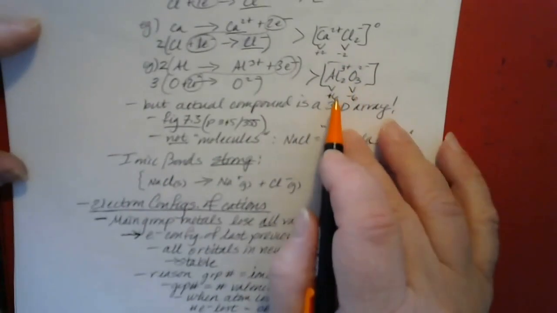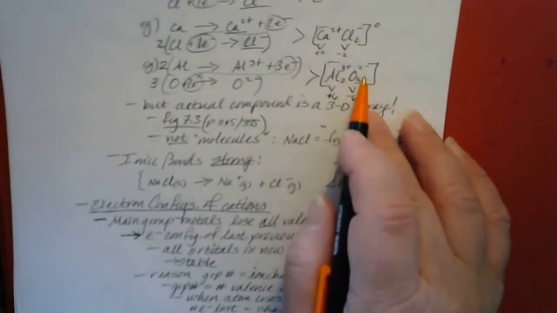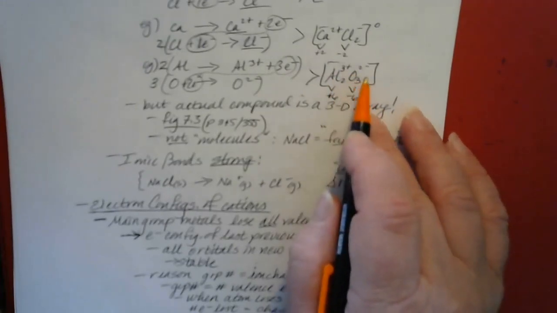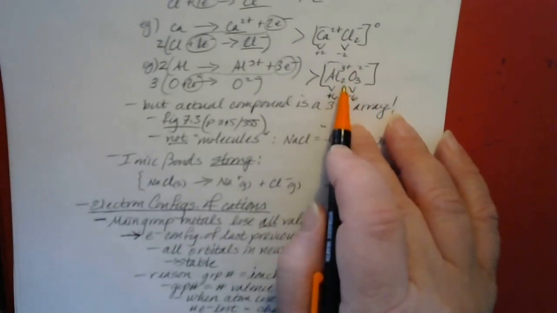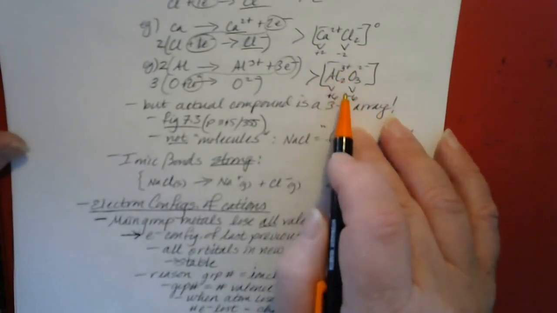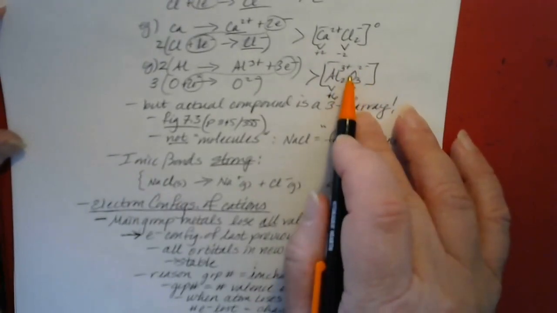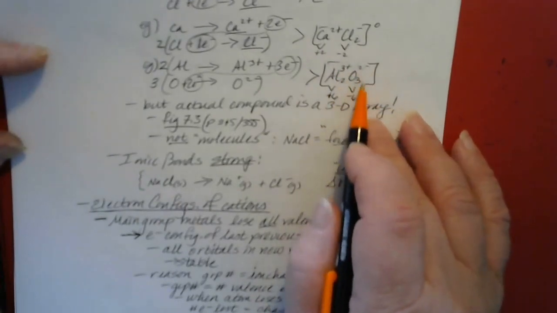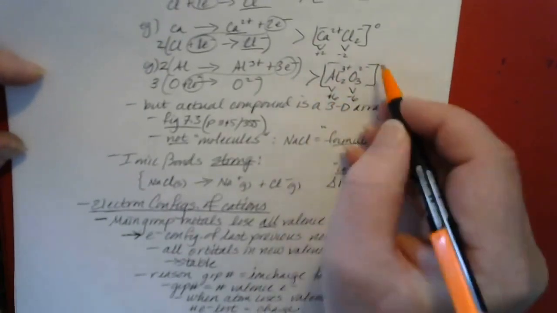And you can check that because the total positive charge for the cation part of the molecule and the total negative charge for the anion part of the molecule have to cancel each other out. If you've got 2 aluminum ions at +3 each, 2 times 3 is +6. We've got 3 oxide ions at -2 each. 3 times -2 is -6. +6 minus 6 adds up to 0.